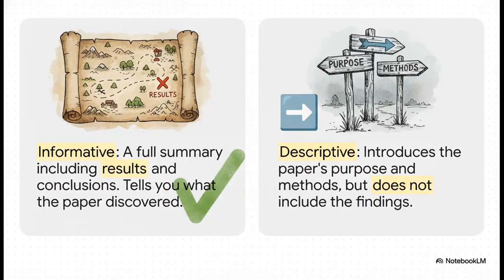The two most common types are called informative and descriptive. An informative abstract is like that full movie trailer we talked about. It gives you a complete summary of the paper, including the key results and conclusions. You learn exactly what the researchers discovered. A descriptive abstract, on the other hand, is more like a short teaser. It tells you what the paper is about, but it doesn't give you the results. For most of your work, you'll find the informative abstract much more useful.